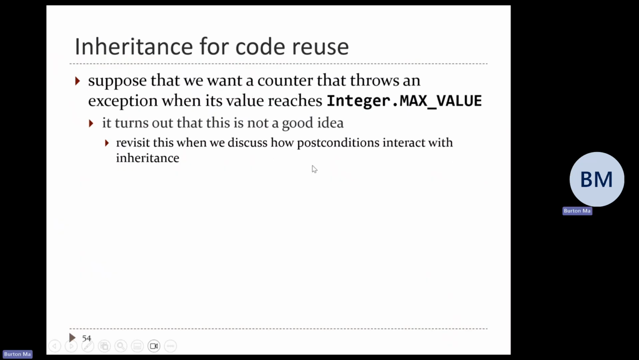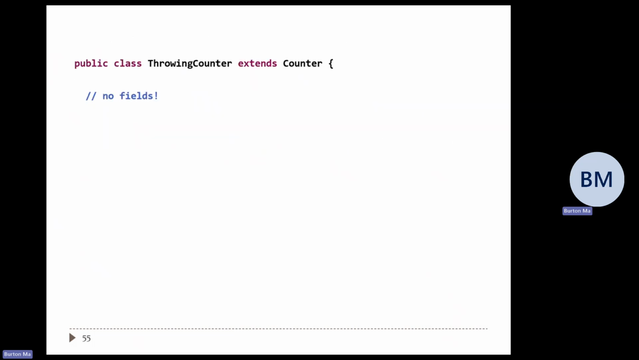All right. So one more example using Counter. We've got a counter now that wraps around at integer max value. We've got a counter that stops. The other thing that you might consider doing is throwing an exception, to indicate that you can't count any further. It turns out this is not a particularly good idea. And if I remember, we'll come back to this when we talk about how postconditions on methods interact with inheritance. But we can do this for the time being, and everything will be okay for now.